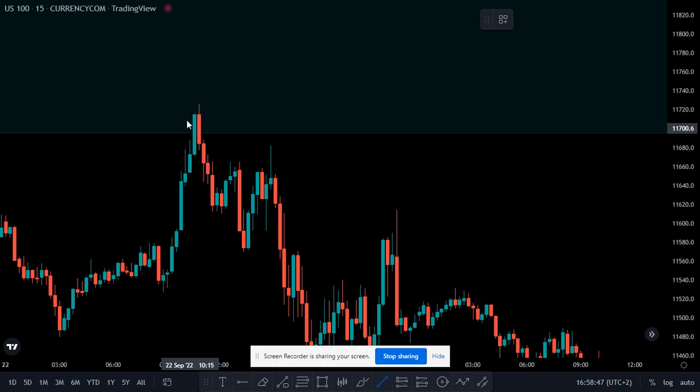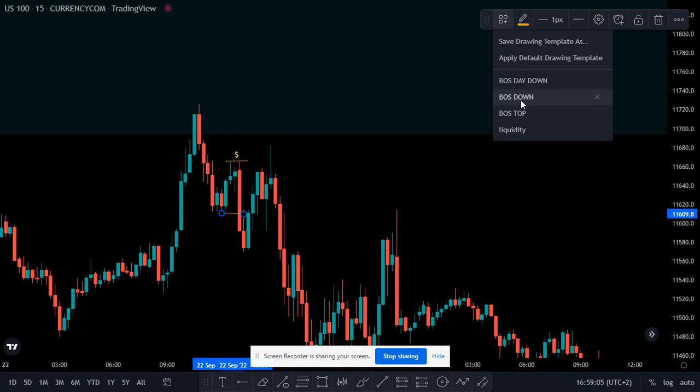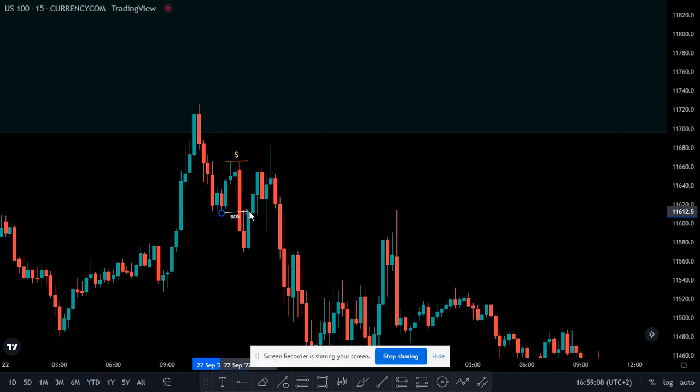So as you can see, the market came, then it went back and created some sort of liquidity. So that became a liquidity and inducement. Then after that liquidity, it broke structure. So that's what we wanted to see. A nice break of structure there. So a break of structure to the downside.